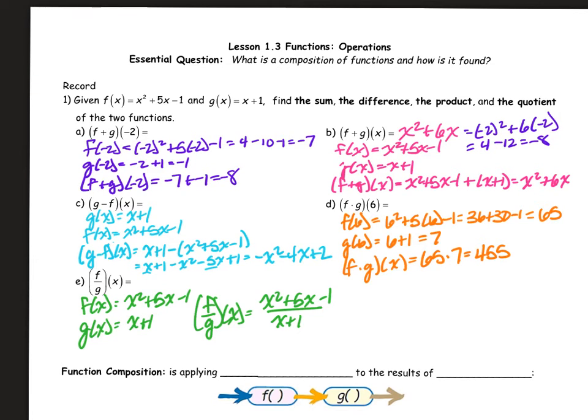But since I can't factor the top, I'm done. Later this year, we're actually going to learn how to divide this. But we don't know how to do that yet. So if I cannot simplify it, we're done. Okay? Awesome.